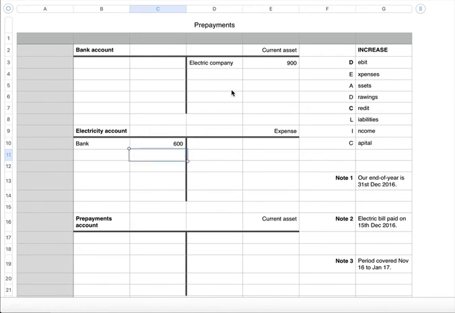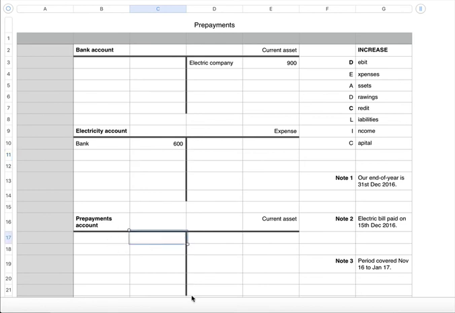Let's just run through that quickly again. We just paid a £900 bill to the electric company, but it relates to November, December and January. So in our electricity account for the 31st December 16, we can only record 2 of the months. That means that we're prepaying January 17's electricity. Hopefully that makes sense to you. Now at the moment we've got a credit of 900, we've got a debit of 600, so we need another debit of 300 somewhere in the accounts, and that's where our prepayments account comes in.